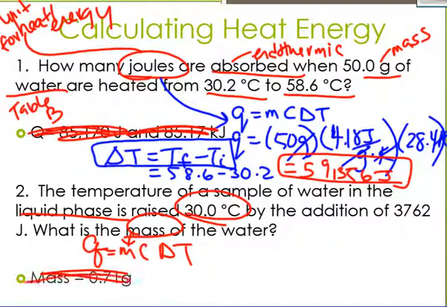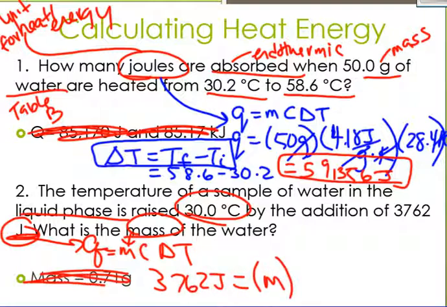So the Q value is in joules. We're going to plug that into our Q spot. So we have 3762 joules equals the mass. We already identified that's our X. The C is specific heat. We're talking about water, so we could use the value from table B, 4.18.